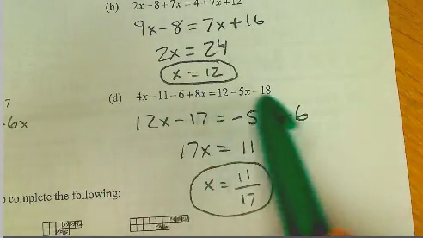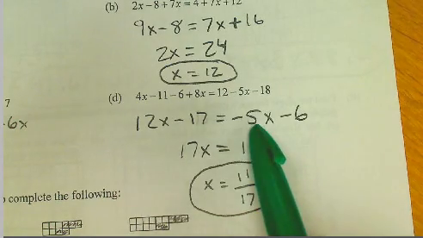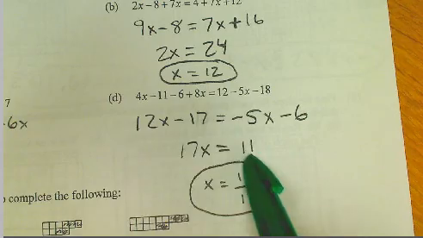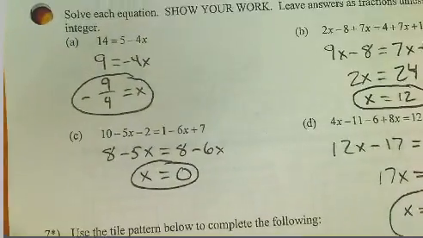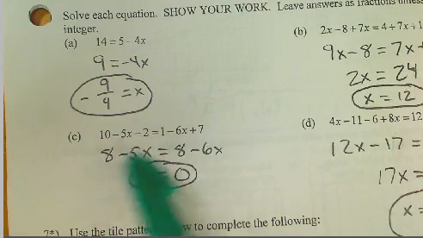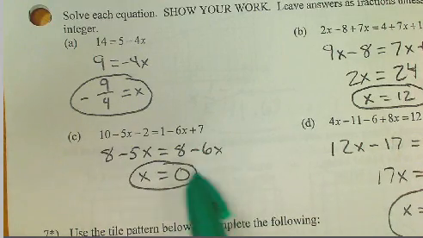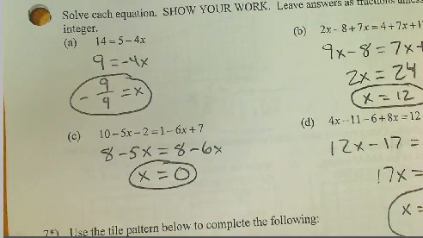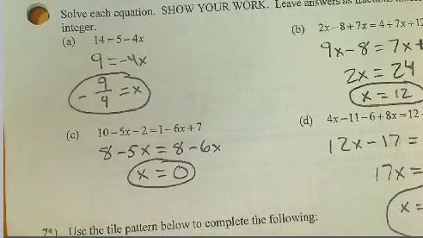Combine like terms again, add 5x, add 17, divide. Combine like terms, add 6x to both sides, subtract 8, gives you 0.